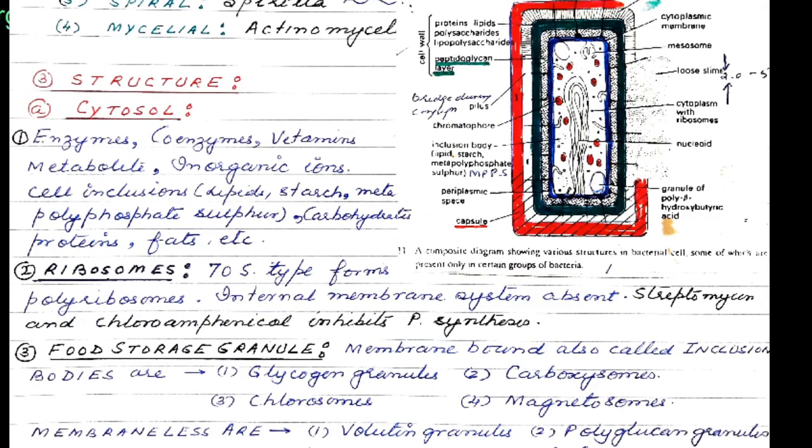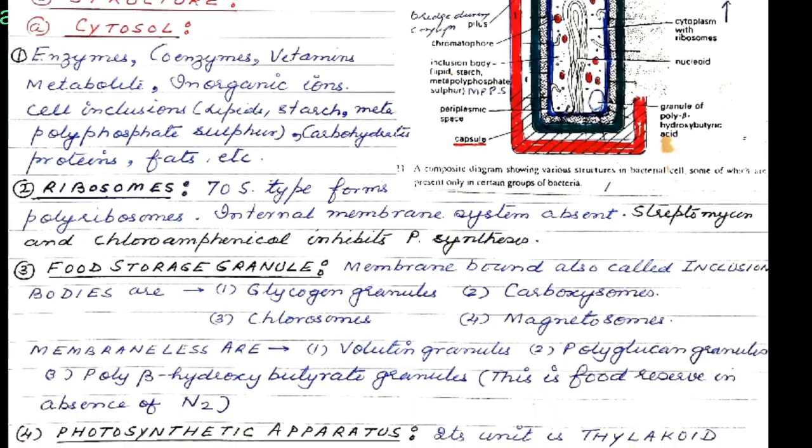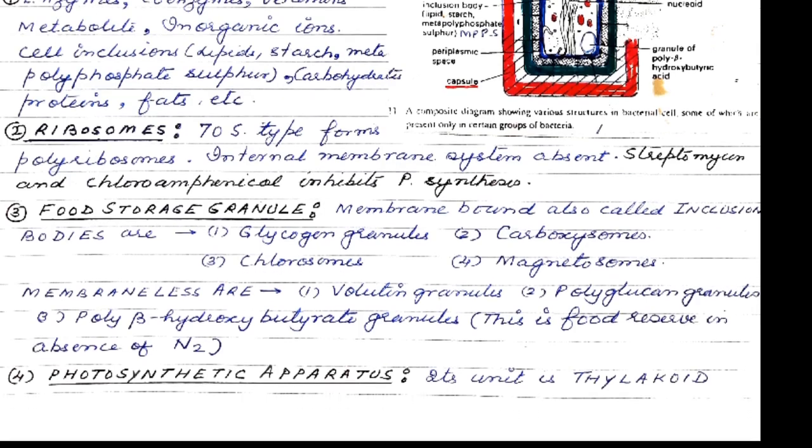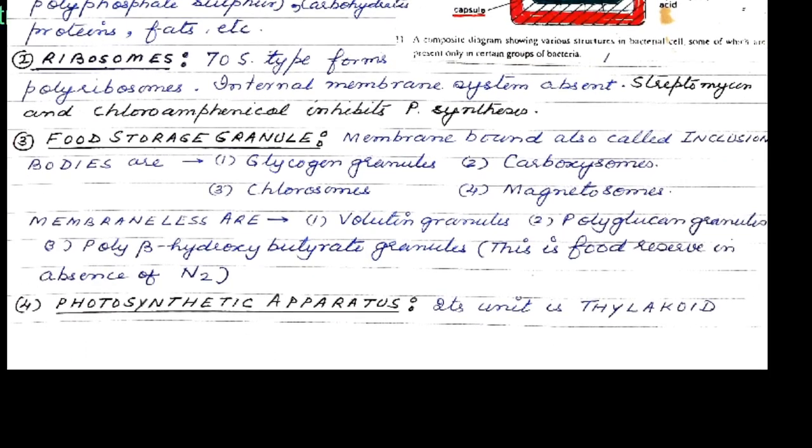So whenever any question comes to you, what is the mode of action of these two antibiotics, the answer should be that they inhibit the protein synthetic mechanism of bacteria. In the cytoplasm, we have membrane-bound inclusion bodies, which contain glycogen, and others are carboxysomes, chlorosomes, and magnetosomes. These have a membrane which is slightly different from the unit membrane.